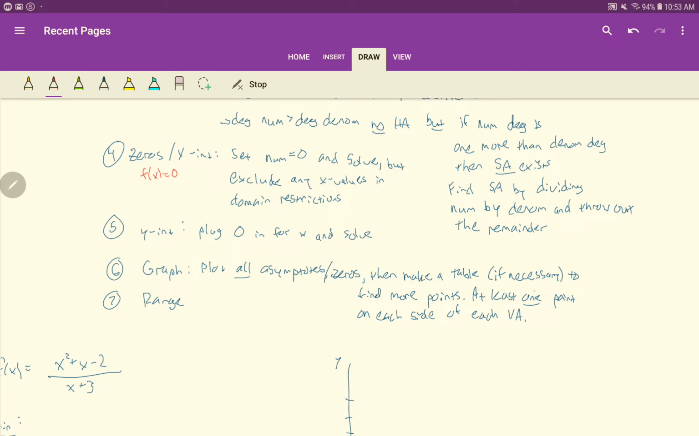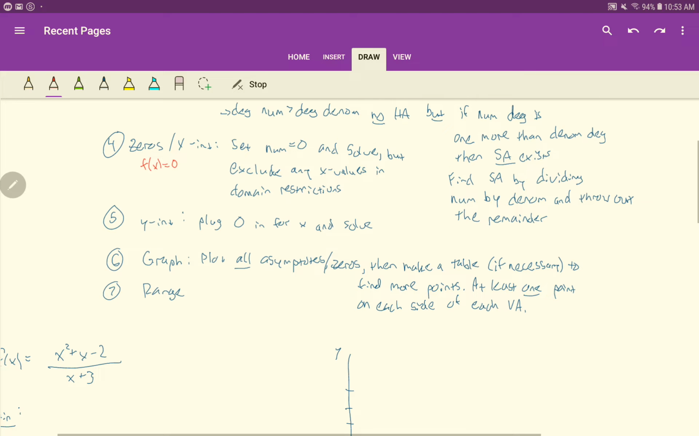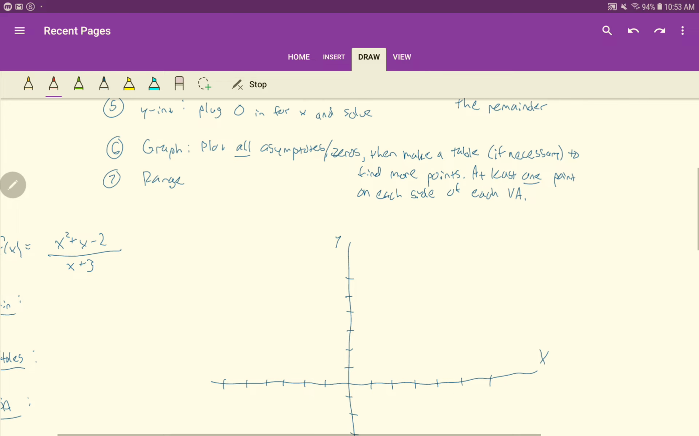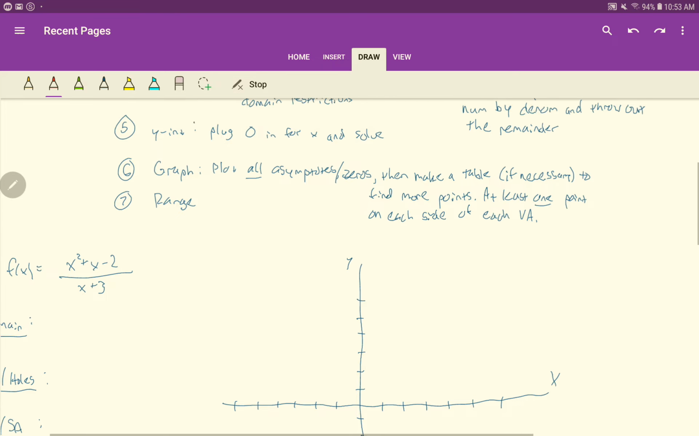I would encourage you to have at least 1 point on each side of a vertical asymptote. So if you have one vertical asymptote, try and pick a point to the right of it, to the left of it, okay? And then plug those in and get the matching y values to help you figure out what your graph's going to look like. And then use the asymptotes to guide you. And then finally, identify the range once you've got the graph down.